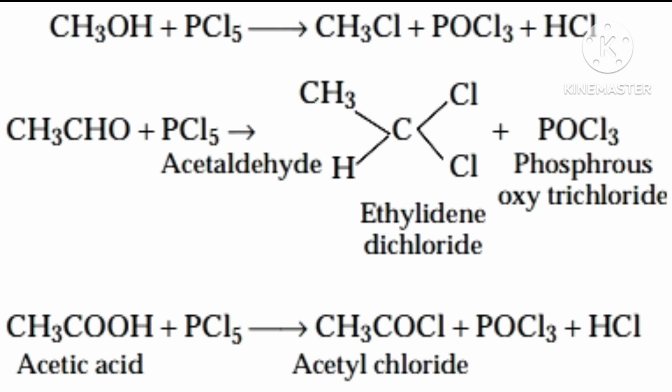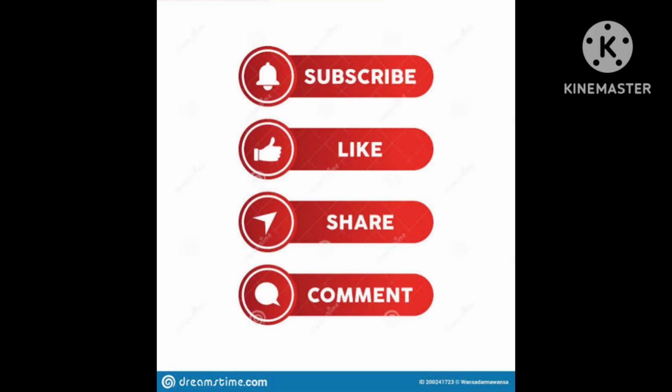Okay. Now I have finished PCl3 and PCl5, I have discussed them. I am stopping only here. Next class I will discuss oxo acids of phosphorus. Thank you.